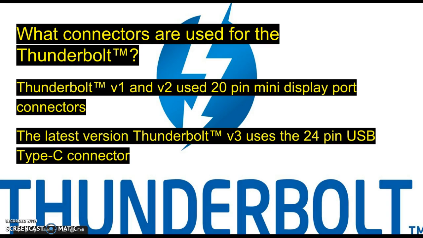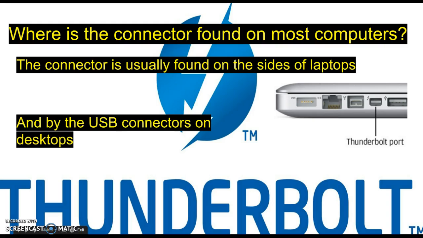The connectors they use for the Thunderbolt, originally the first two versions used a 20-pin mini DisplayPort connector, and they eventually upgraded that to a 24-pin USB Type-C connector, and what that will do is double the speed, which I will talk about here in a second.